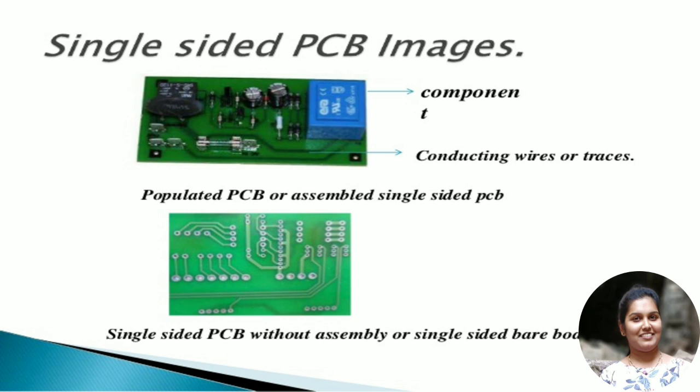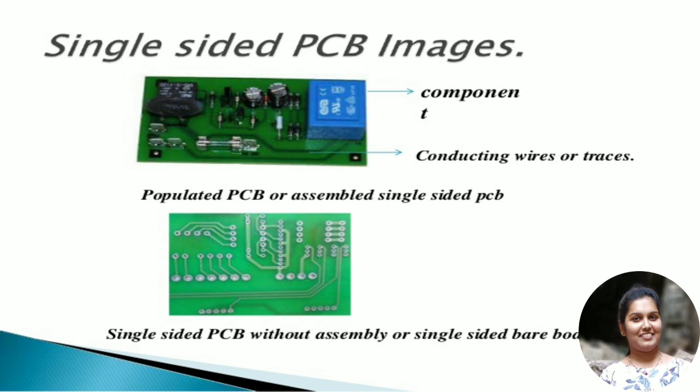The first kind of PCB is single sided PCB. On the screen you can see a single sided PCB. Single sided PCB means it contains only one layer of base material. One side of the base material is laminated with metal that is used to build the electrical connection between the components soldered onto the board.